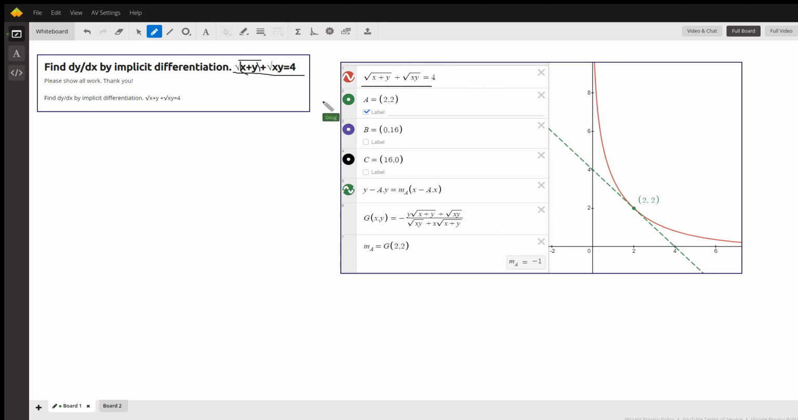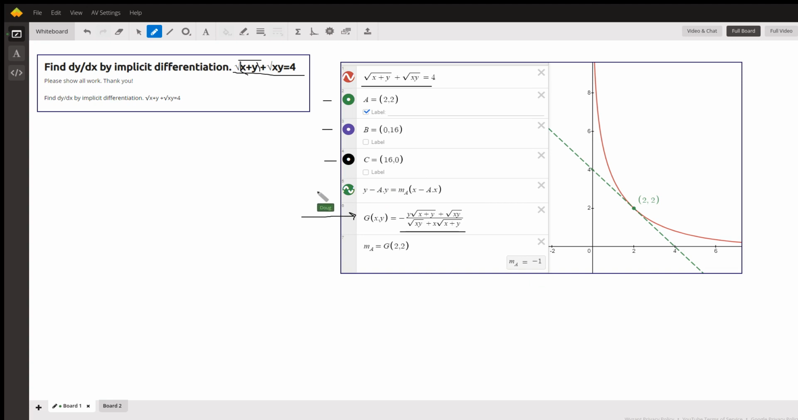To find three points on the curve takes some trial and error, but it looks like the point (2, 2) is on the curve. And if you actually find dy dx or y prime, it looks like it's this complicated looking expression. And if I find g of (2, 2), I should get the slope of the tangent line at that point. It looks like that evaluates to -1.